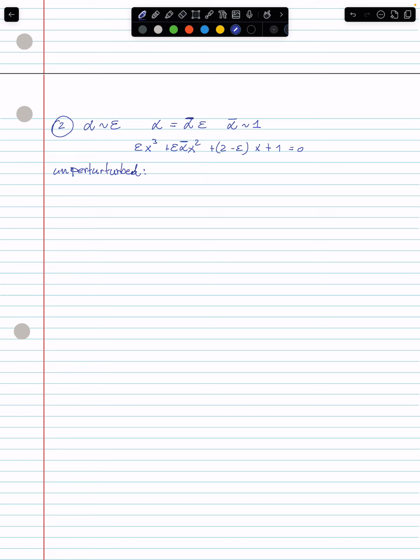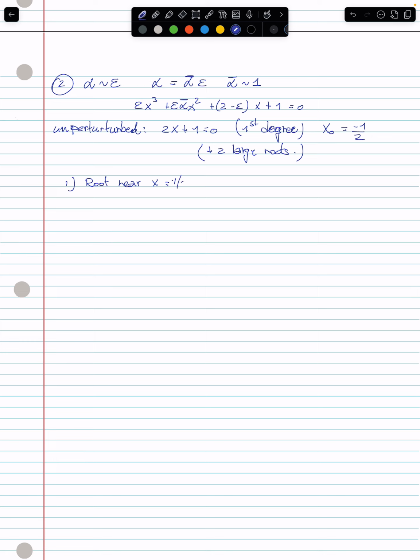It is important to observe in this case that the unperturbed problem is something different, because it's only first degree. So we should expect one root of order 1 in the neighborhood of -1/2, plus 2 large roots. All right, so we can start with the root near x equal to -1/2.